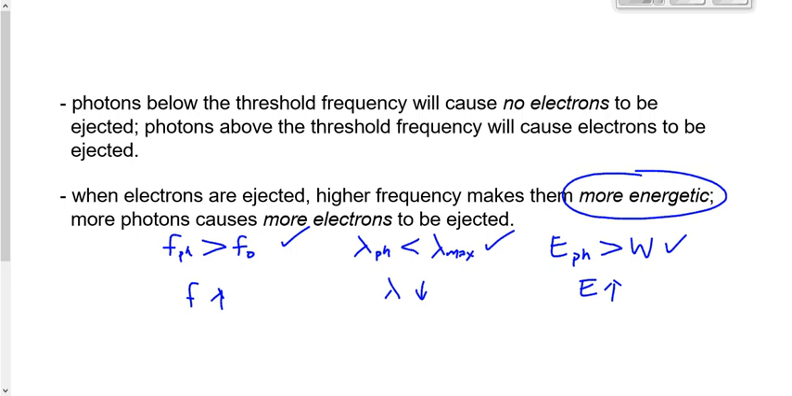But if I have more photons, then I'm able to produce more electrons. I'm more able to eject more electrons. Just a couple more terms that you didn't see yesterday.